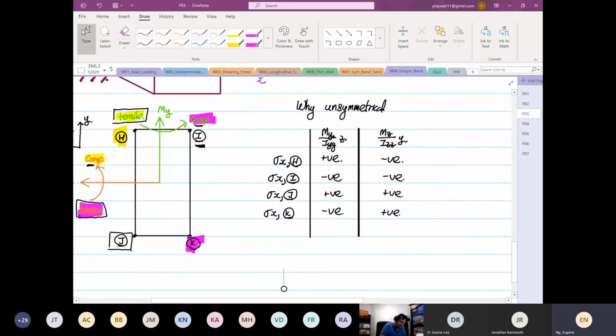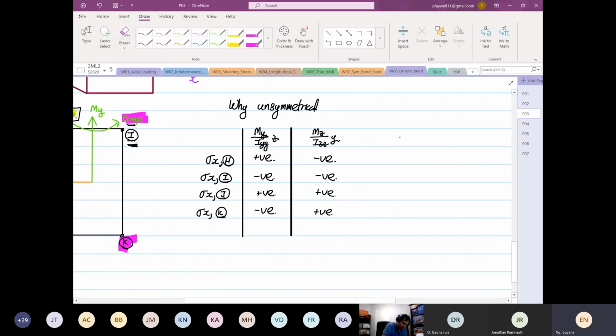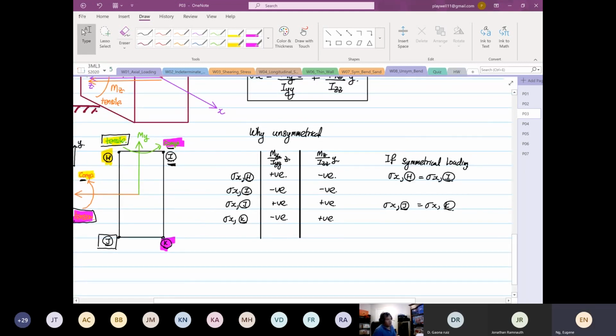So if it's symmetry, or symmetrical loading, right? Stress X at point H must be equal to stress X at point I, and stress X at point J must be equal to stress X at point K. Are they equal? Anyone?